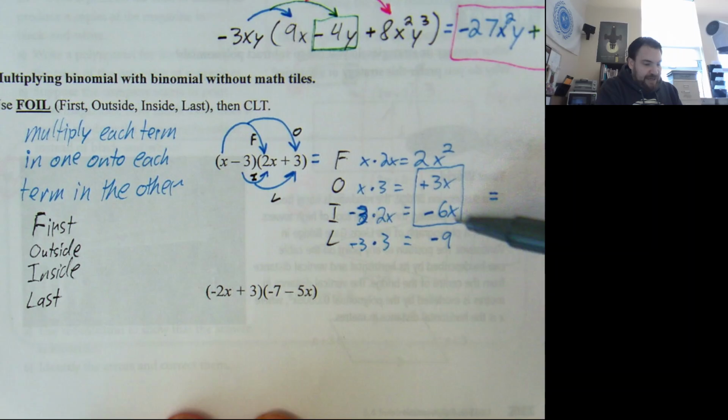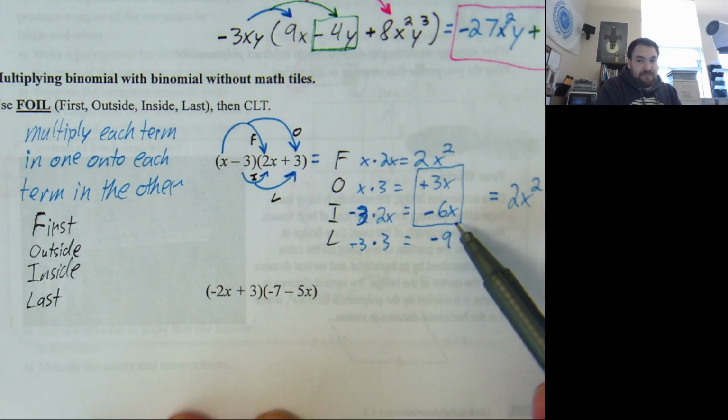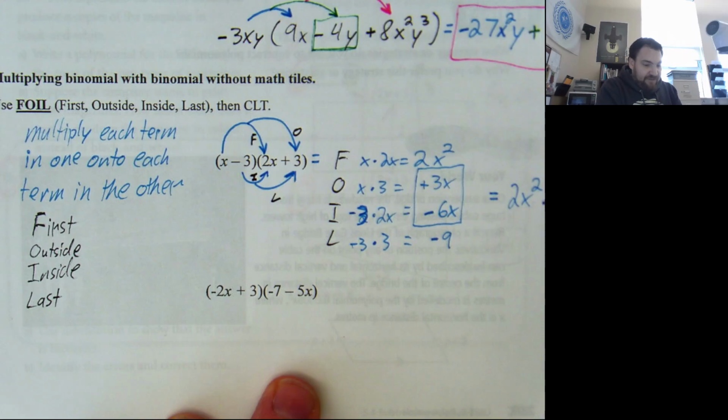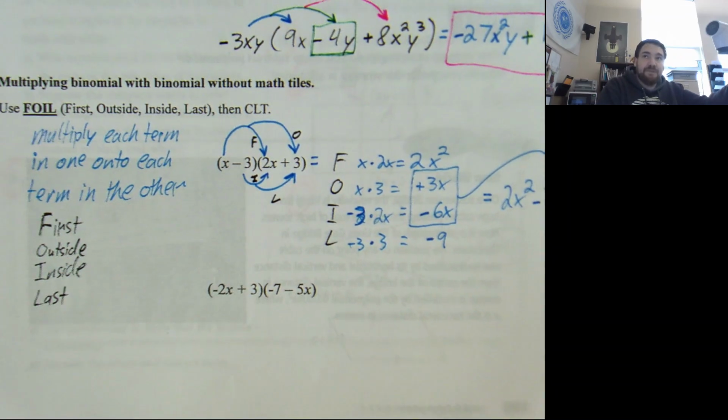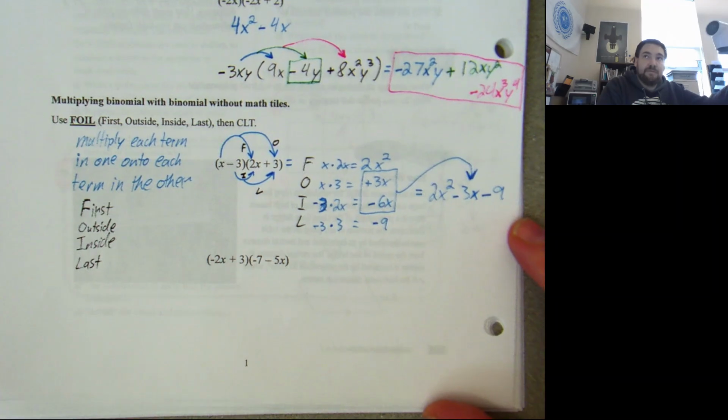So I'm going to add those two together, and my final result is going to be 2x squared. What is 3x minus 6x? That's the negative 3x. 3 minus 6 is negative 3. X minus 9. This piece there becomes that middle piece right there. Oops, sorry. There you go.